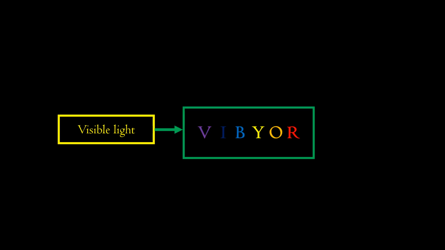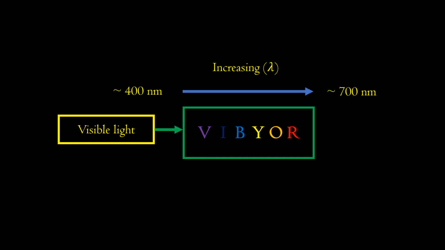Visible light is made of violet light, indigo light, blue light, green light, yellow light, orange light, and red light in order of increasing wavelength. This means that red light has a higher wavelength than violet light. However, earlier we saw that there's an inverse relationship between wavelength and frequency. The longer the wavelength, the shorter the frequency. This means that red light has a lower frequency than violet light.